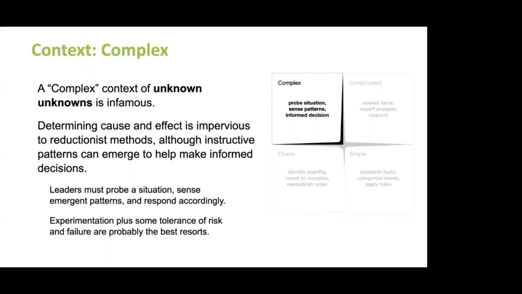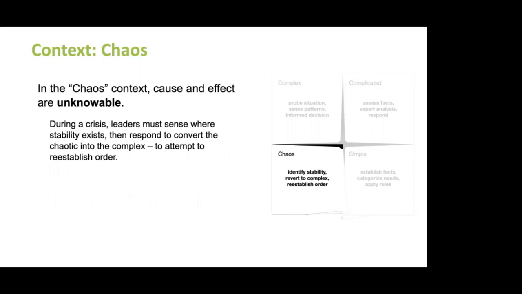And the thing about it is that these days, whether we're working in research or in business, more and more our environments are quite complex and resemble this more than anything else. There's also the notion of chaos, that is to say crisis. And during crisis, there isn't any knowable cause and effect at play. Instead, you just really have to work toward where there are islands of stability. How can you revert the chaotic back into a complex context to try to reestablish order? There's also the notion of a complete disorder, which Snowden described, but we'll focus on these 4.